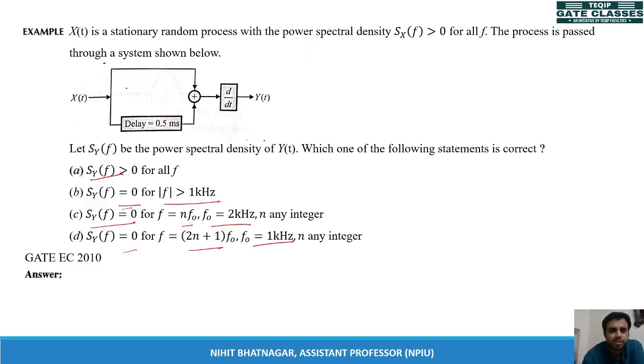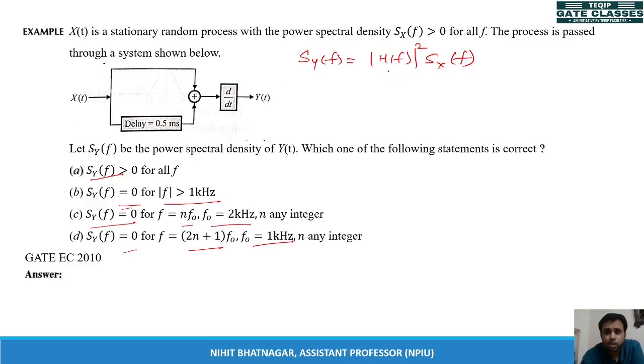So here you can see, let's say we have to find S_Y(f), which is equal to mod H(f) whole square times S_X(f). It is called the power spectral density of the random process Y(t). It means in the frequency domain, the square of the magnitude of the system's frequency response is multiplied with the power spectral density of the input random process, that is X(t).